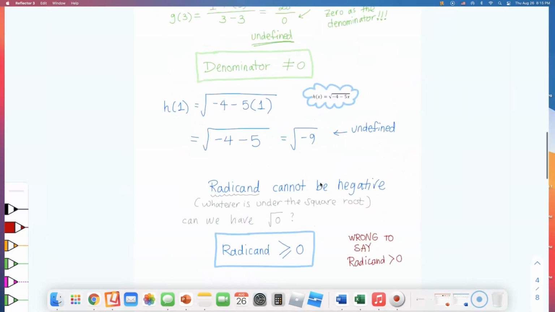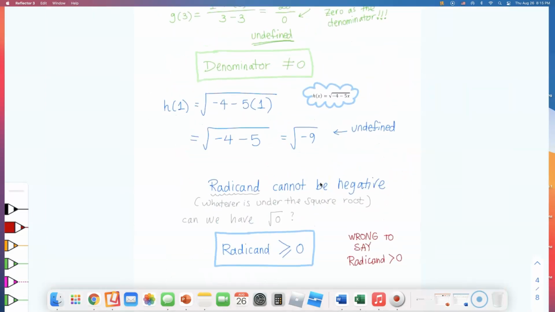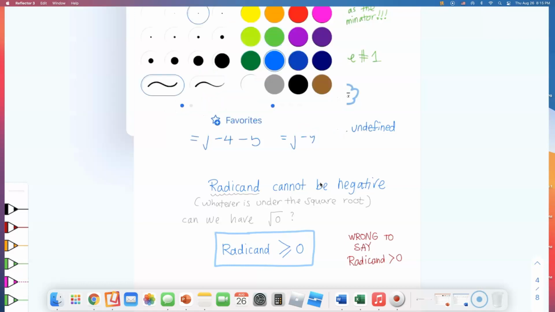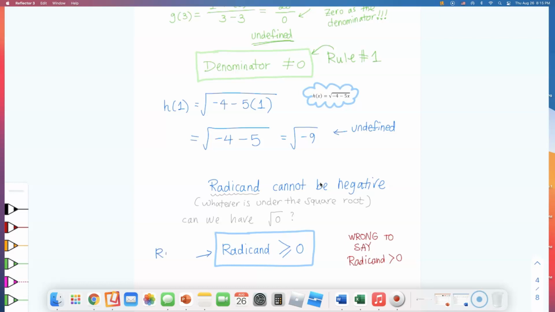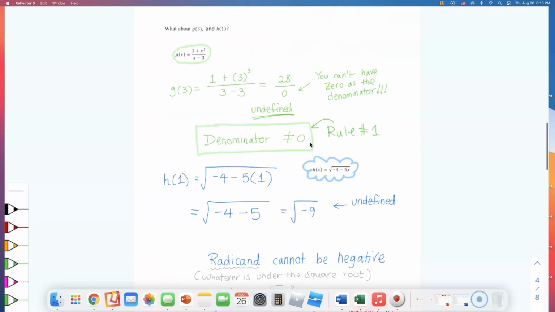Now, I boxed these two important rules. Rule number 1 is that the denominator cannot be equal to 0, because when the denominator is equal to 0, the function is going to be undefined. Now for the square root function, this is my rule number 2. The radicand has to be greater than or equal to 0, because if it's a negative number, the function is undefined, right? So we saw those in these two examples.